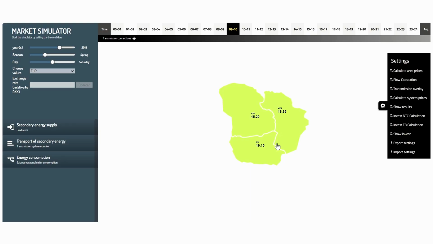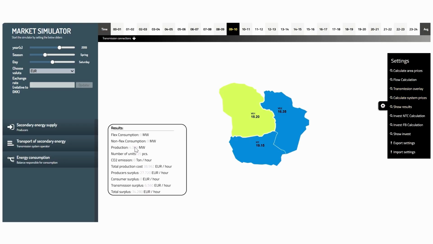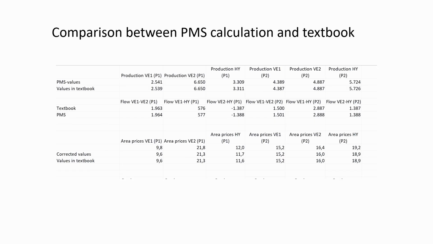Flow-based calculation here, and save the nodal prices here and also the production and transmission surplus. And now I have done these calculations here, I will return to my PowerPoint. Now I will compare the results from the textbook and the results from the Power Market Simulator model.